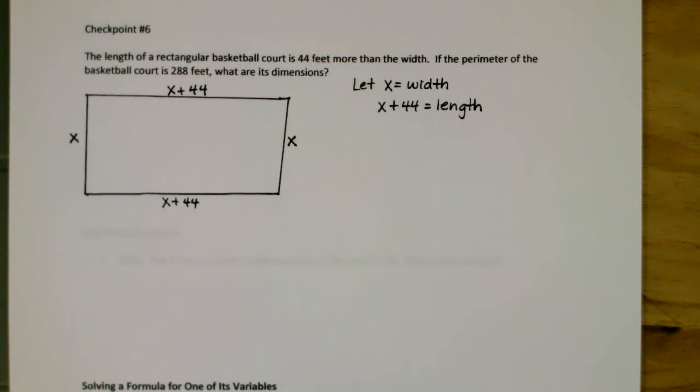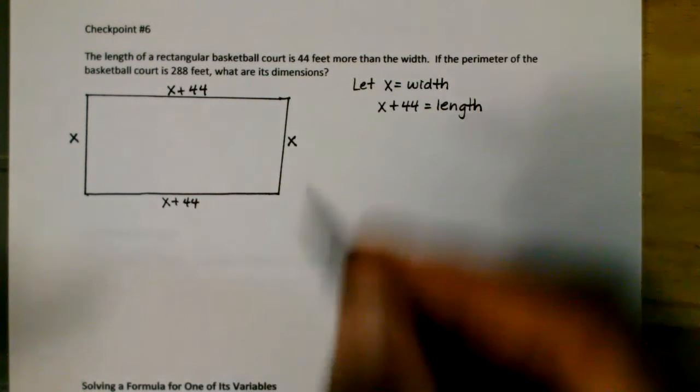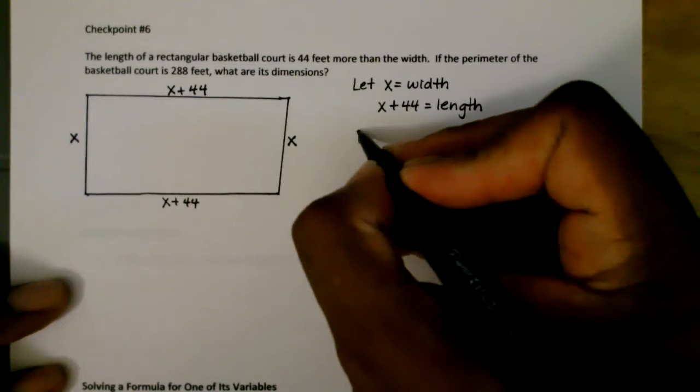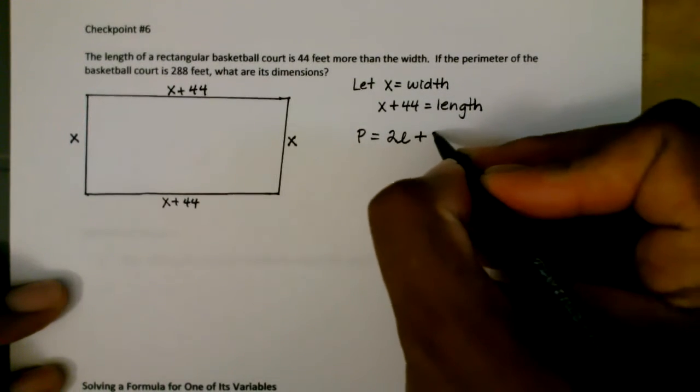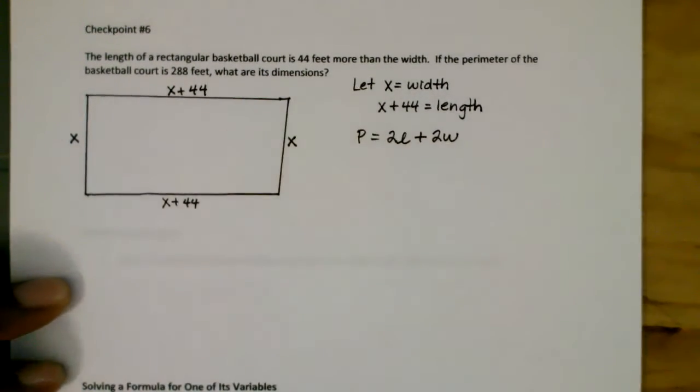So now, let's look at this here. There's a formula for finding the perimeter of a rectangle. And that's going to be this. P is equal to 2 times the length plus 2 times the width.